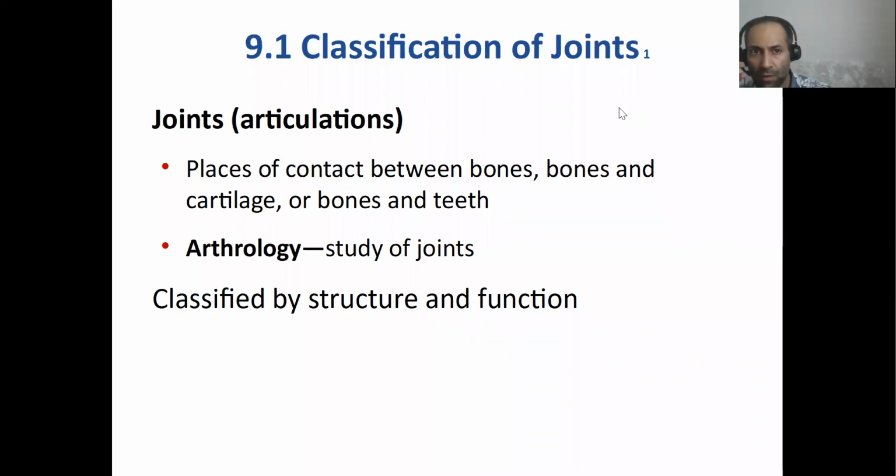Right, so we finished chapter 8 and onwards to chapter 9. Here we are, and this is all about the study of arthrology. Arthro is the prefix for joints. Arthropods, as an example, literally means jointed legs, right?